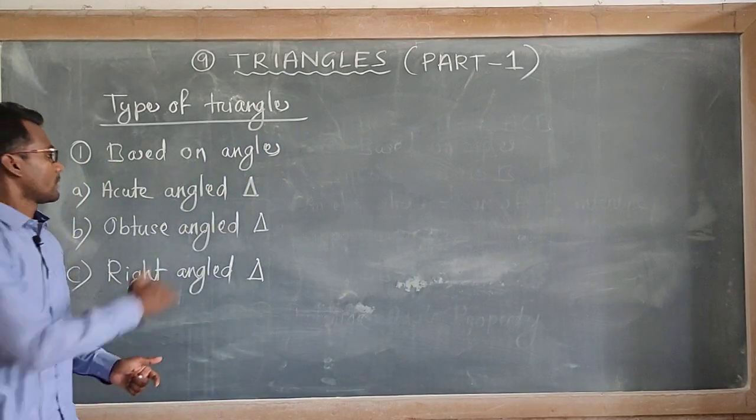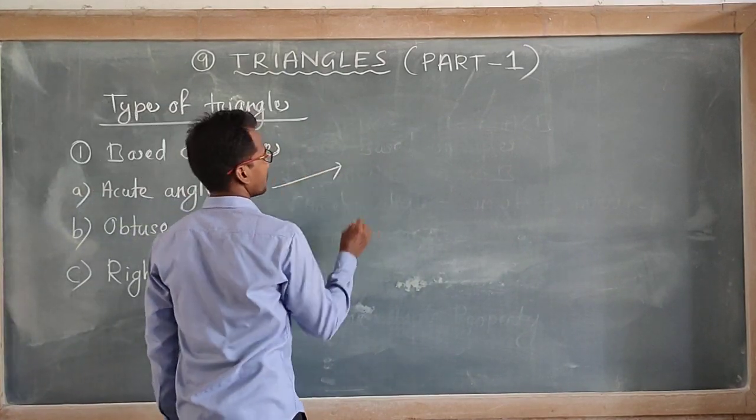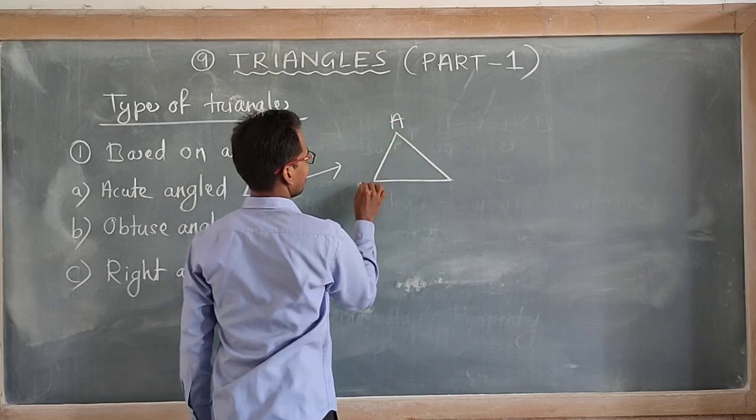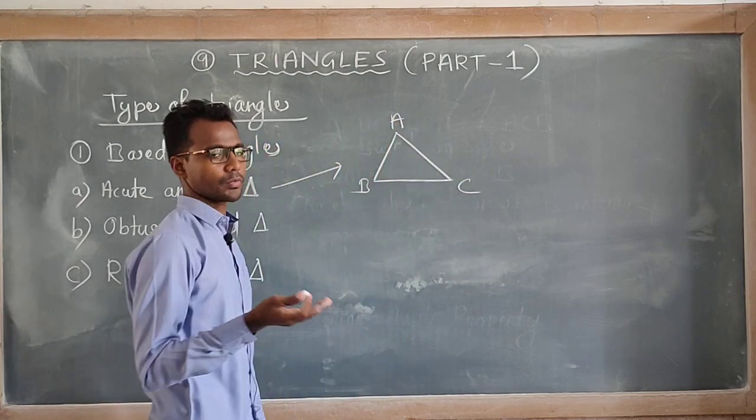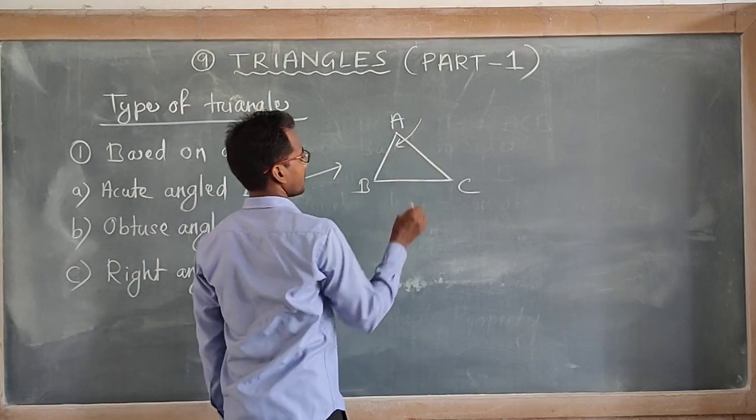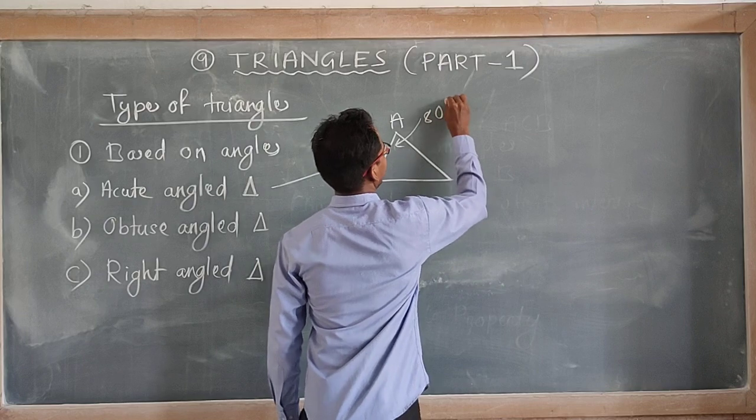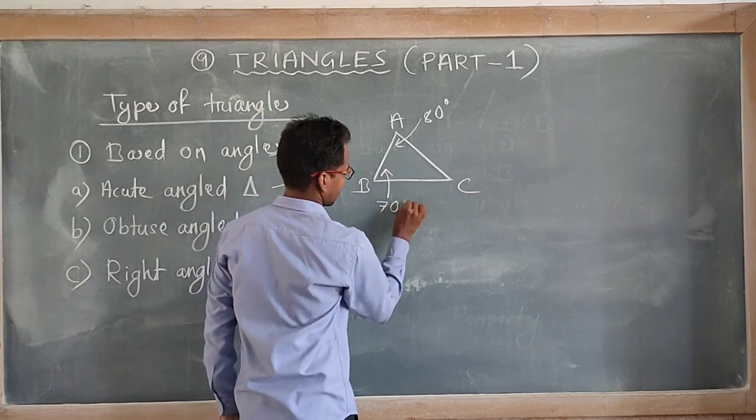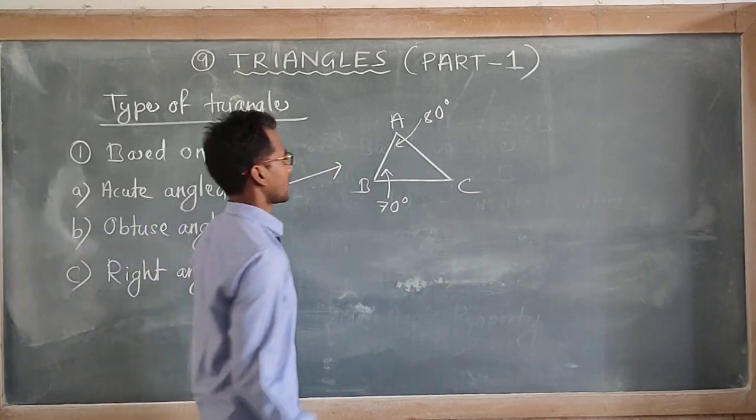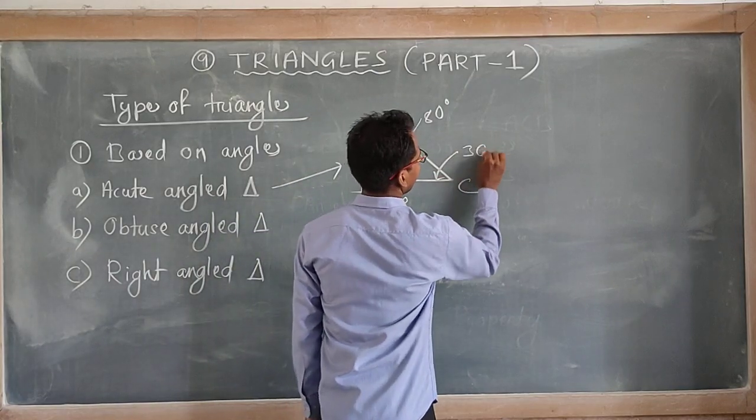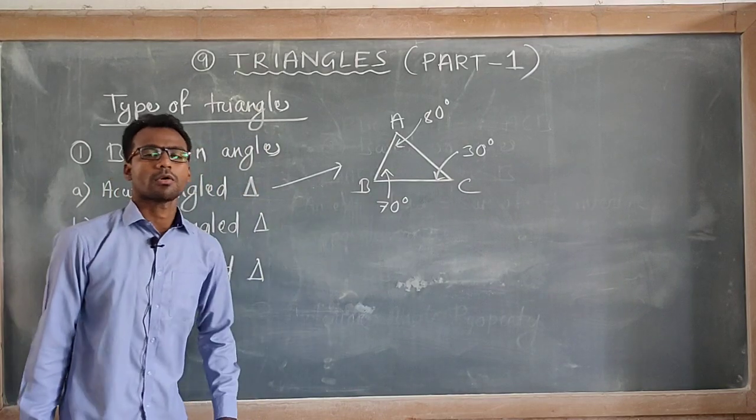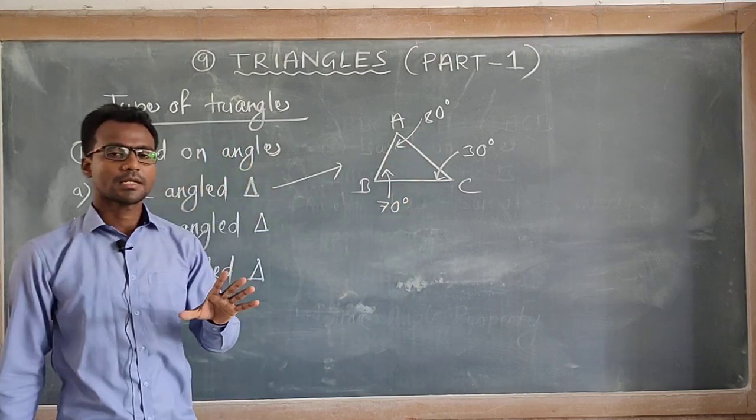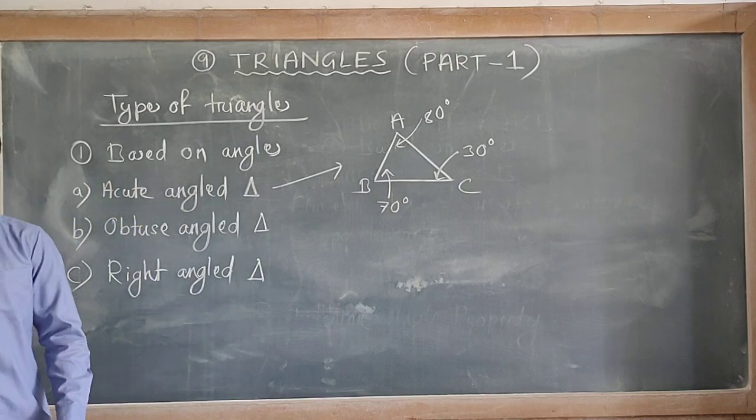I am drawing a rough picture each time, first for the acute triangle. Suppose randomly I am choosing values. Suppose angle A is 80 degree, angle B is 70 degree, so angle C is 30 degree. Such a triangle is called an acute angle triangle. You can see each of the angles, angle A, angle B, angle C, 80, 70, 30. Each angle is less than 90 degree, so it is an acute angle triangle. Next is the obtuse angle triangle.